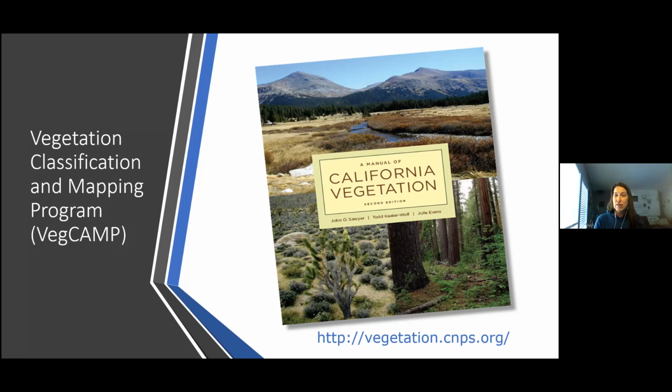Our classification system considers not only the dominant species in a stand, but also associated species as well, which allows us to provide more information about the variation we find in vegetation. The California Vegetation Classification can be found in A Manual of California Vegetation, which is now an online tool and is updated regularly.